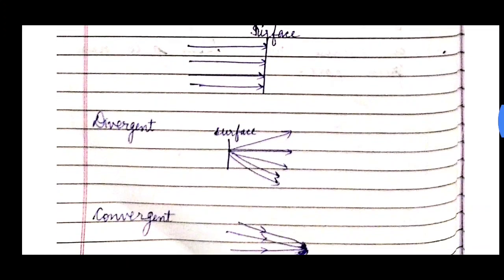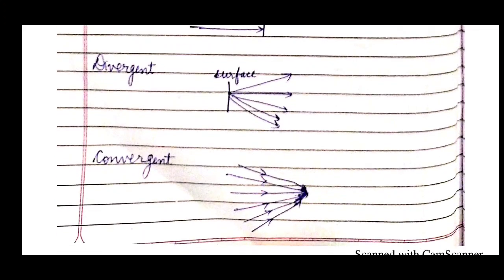Next is divergent. Divergent means suppose you have a surface and all the rays of light move in different directions. It is diverging, meaning it is moving in different directions. The source will be one only, the ray of light will be one, but it will hit the surface and move to different directions. Here you can see the angles are different. The reflected angle is different, so it is known as a divergent ray.